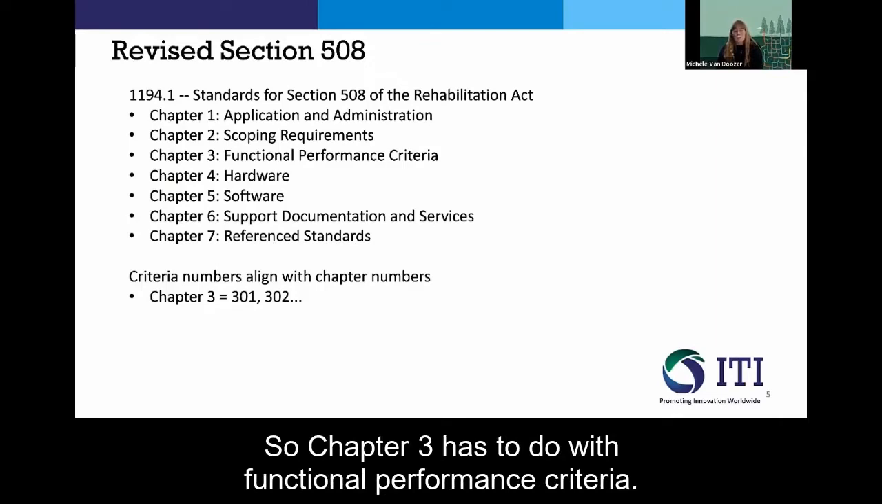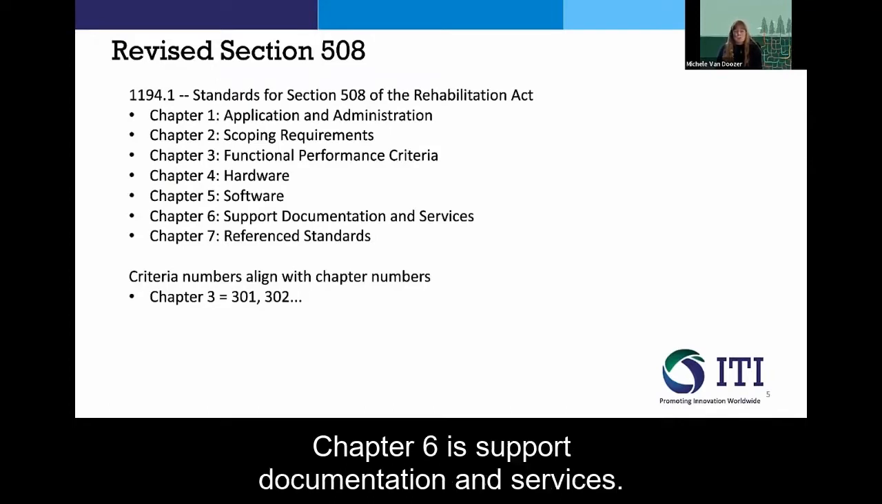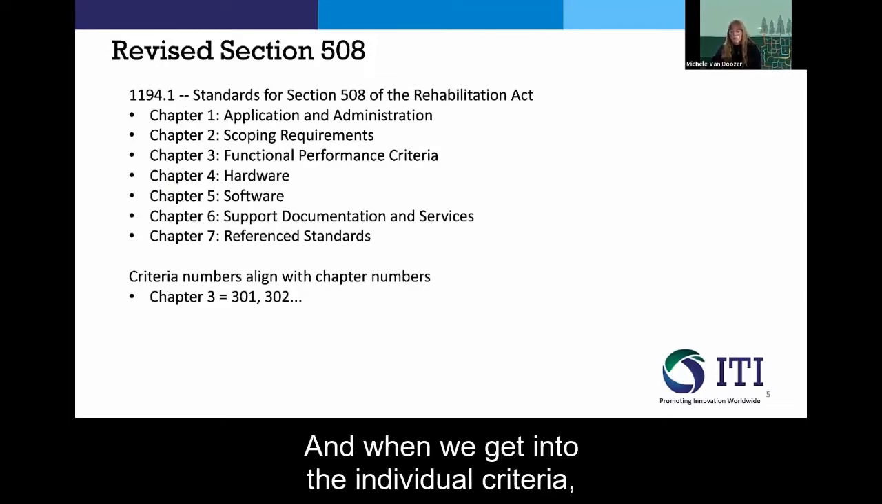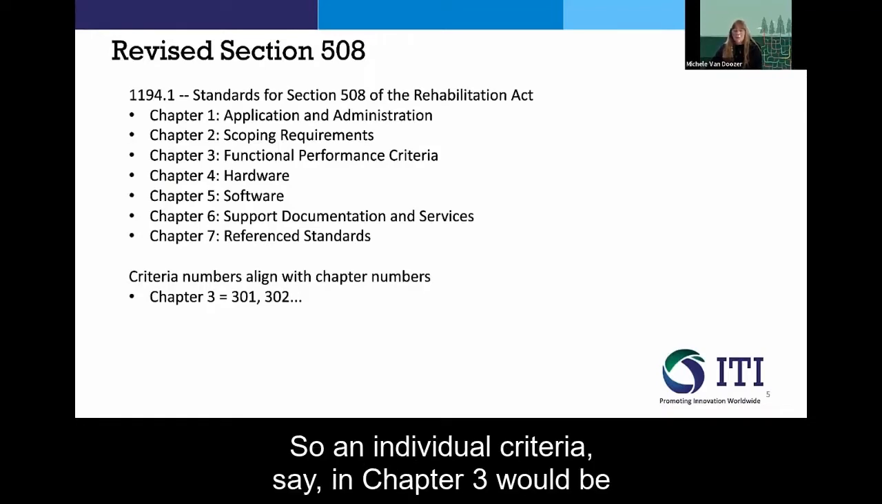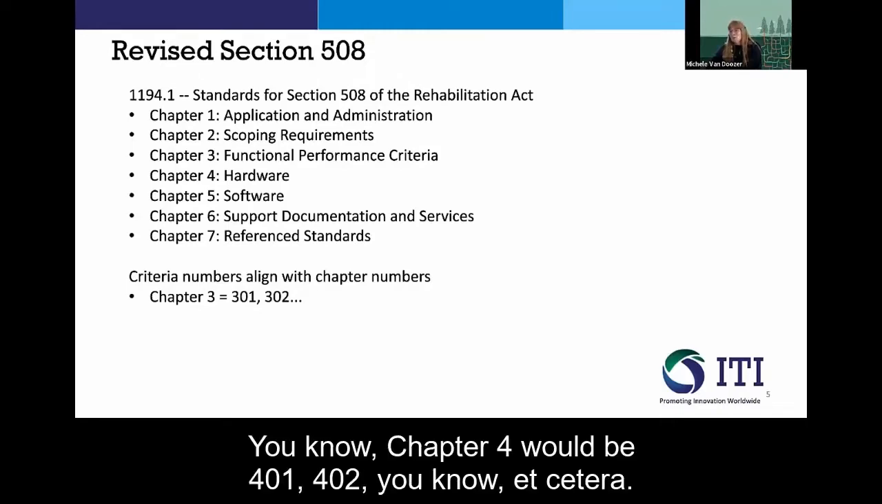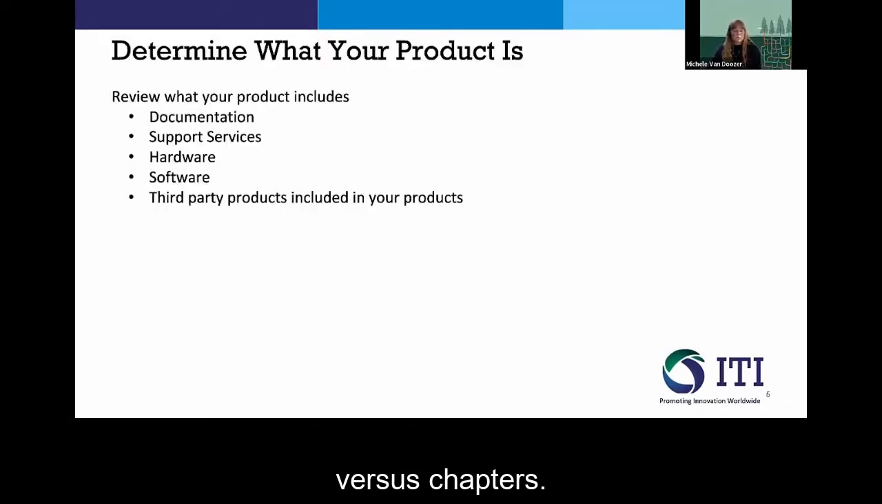Chapter 3 has to do with functional performance criteria. Chapter 4 is hardware. Chapter 5 is software. Chapter 6 is support documentation and services, and then Chapter 7 is the reference standards. Now, when we get into the individual criteria, the numbering is a little bit different. An individual criterion in Chapter 3 would be 301, 302, Chapter 4 would be 401, 402, etc. So keep that in mind when you're looking at numbers versus chapters.